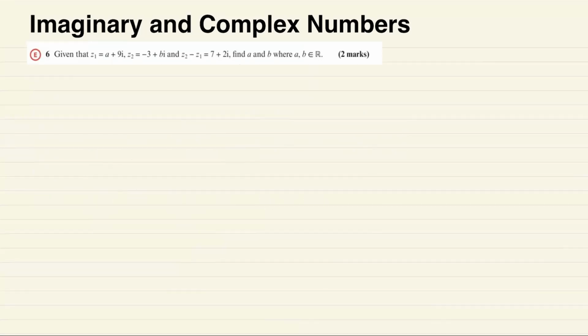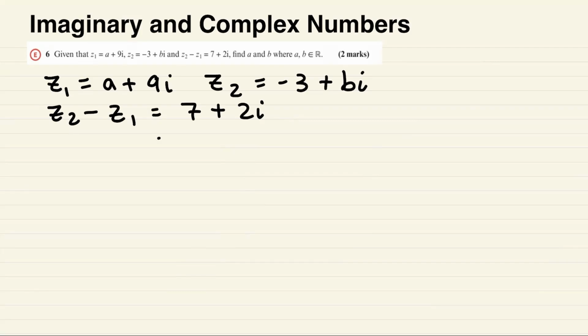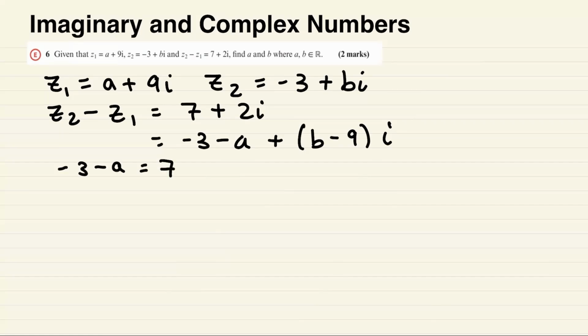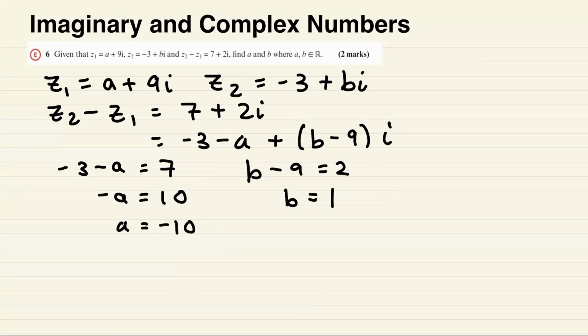In this exam question, we are given two complex numbers and we need to find a and b. We can do this by subtracting and comparing. When we subtract, we get -3 minus a, plus b minus 9i. We compare this to the 7 plus 2i we were given, and we can see that the -3 minus a is equal to the 7 and the b minus 9 is equal to the 2. Which gives our two answers.